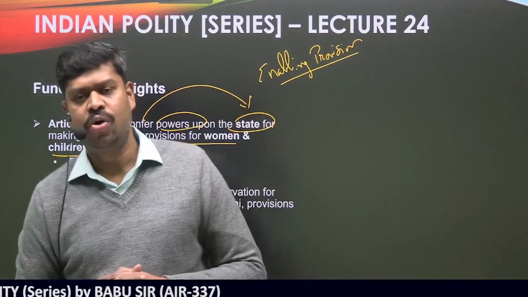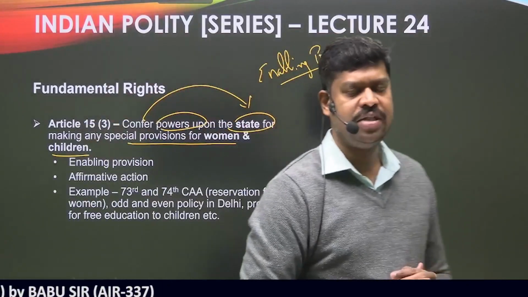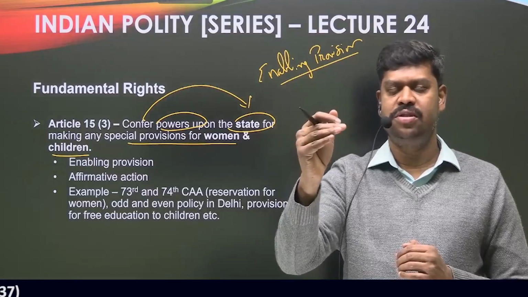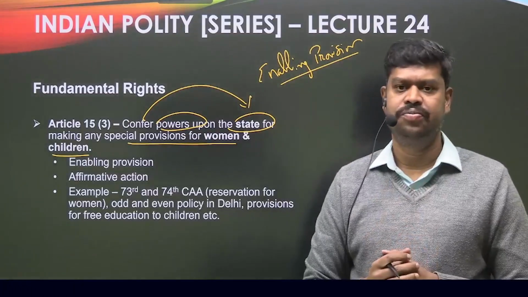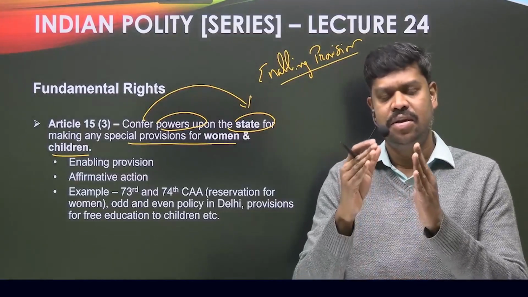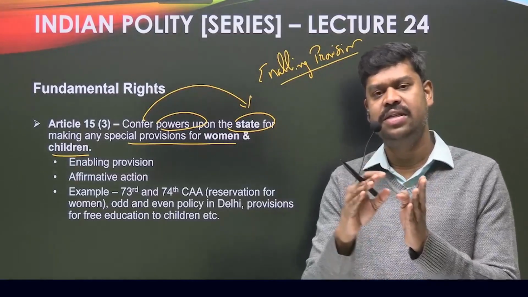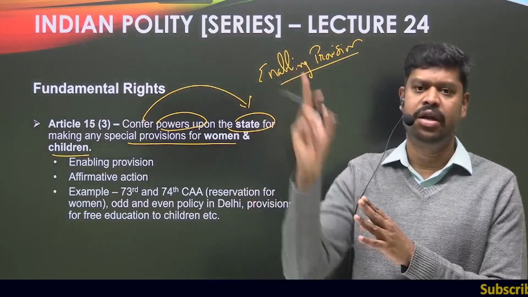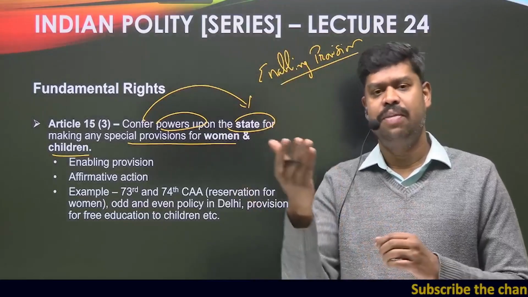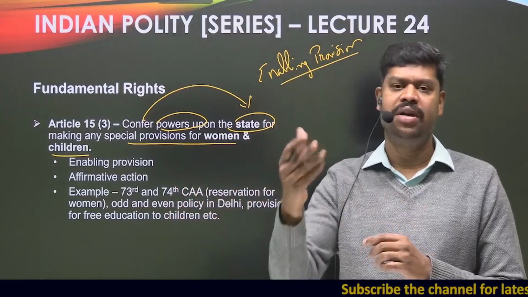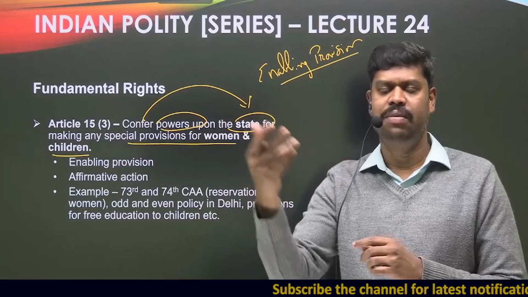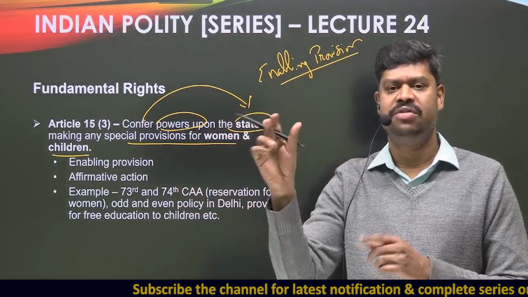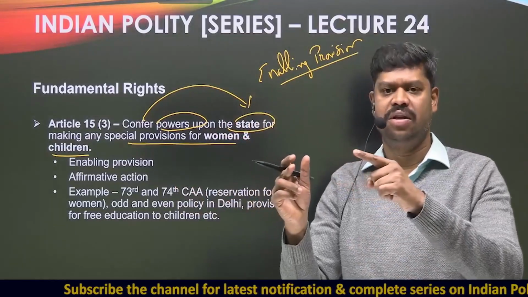If you look into Article 15 Clause 3 very carefully, it confers powers upon the state to make special provisions to empower women and children. That means the Constitution under Article 15 Clause 3 is conferring powers upon the state. We understand what a state is from Article 12 of the Constitution. It can be the state government, the union government, the local authorities, the parliament or the state legislature, whatever it is. All those that fall within the definition of state are empowered under Article 15 Clause 3.